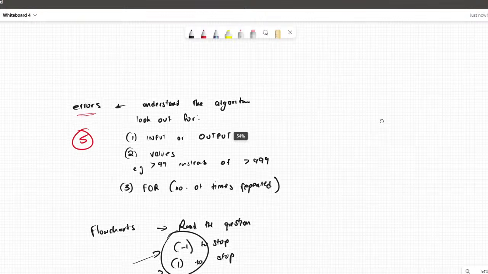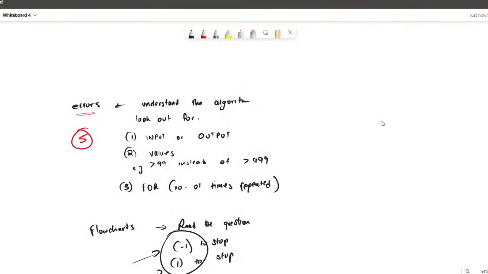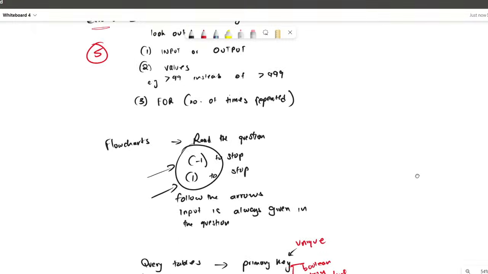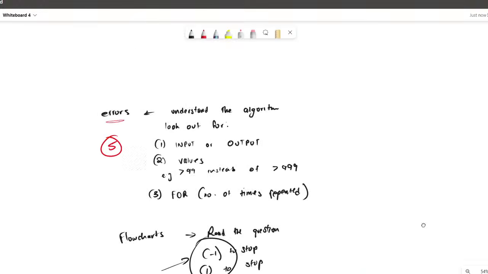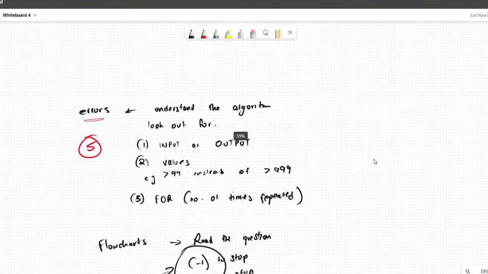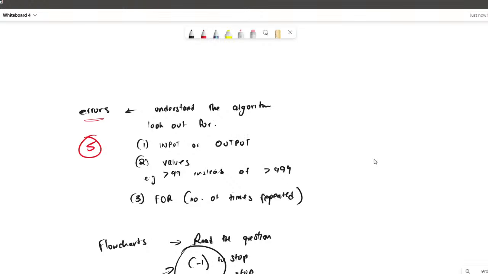Now, do we go over the pre-release? Errors are not hard. You just need to understand the algorithm for you to understand the errors, and usually they only come around 5 marks, but they come in plenty. So we talked about how to look at errors. Remember, usually look out for input, output, and then have a look at the values.